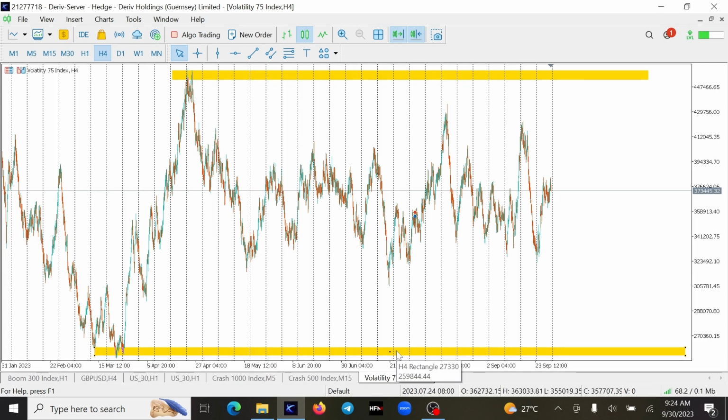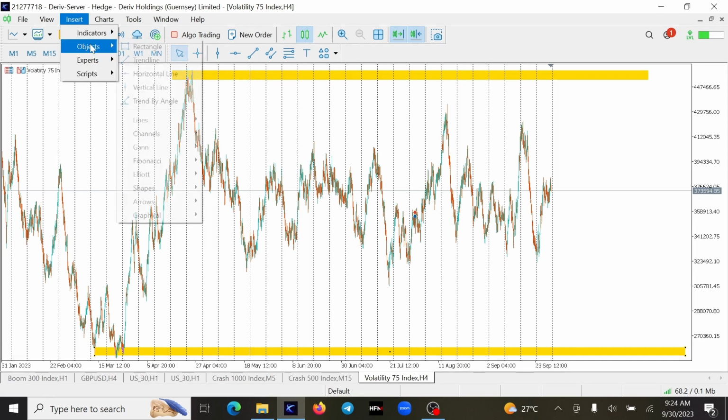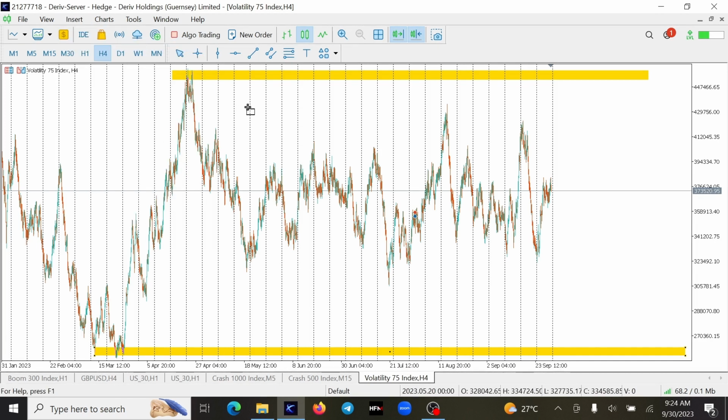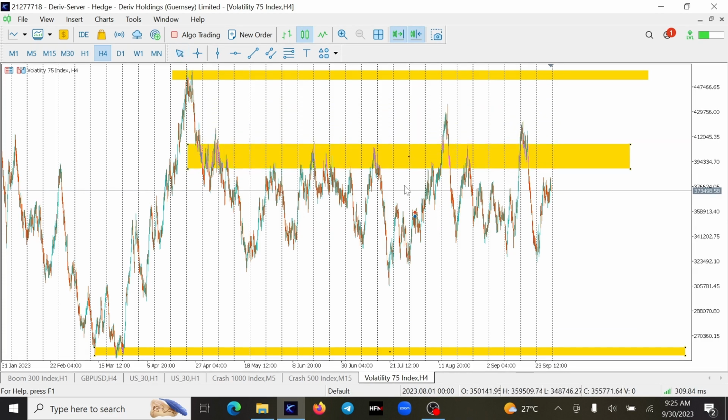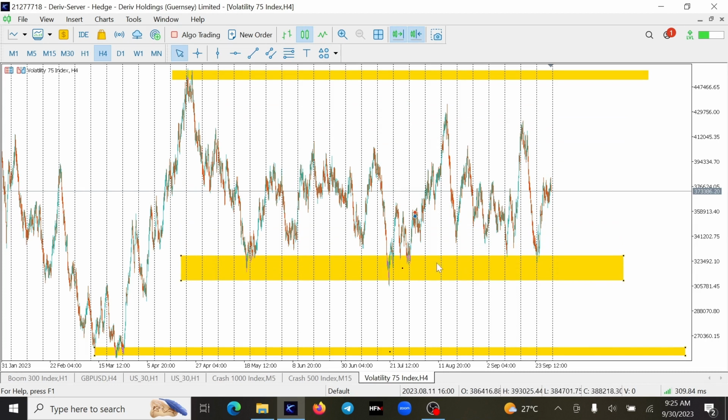In order for you not to mix it up, anytime you want to draw and you pick your rectangular tool, just ask: am I drawing up? If you are drawing up, that's your resistance. But if you are drawing down, on the downside, that's your support. So if you are drawing it on the upside, when price later gets to that zone, you are looking to sell, because it's resisting, like, come down. If you are drawing your rectangle in the down region, that means you are looking to buy when price comes to that zone. So that is support and resistance.